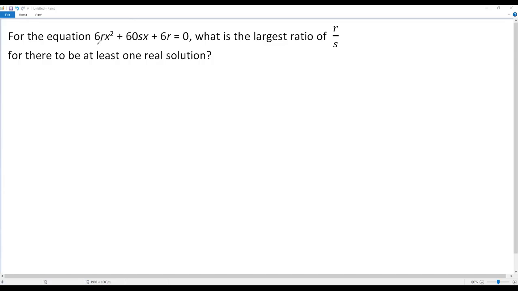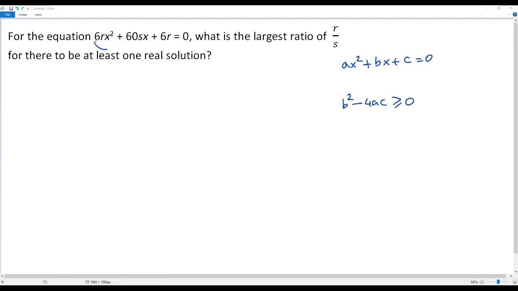Here we have a quadratic equation, and for it to have at least one real solution, we have to find the largest ratio of r over s. Now let me consider the quadratic equation standard form, ax² + bx + c = 0. If there is at least one real solution, then the discriminant b² - 4ac has to be greater than or equal to 0.